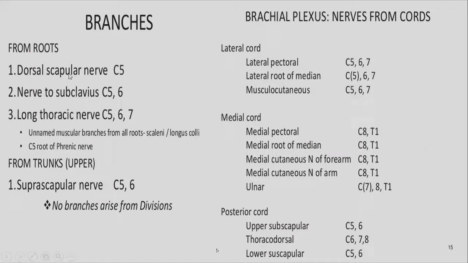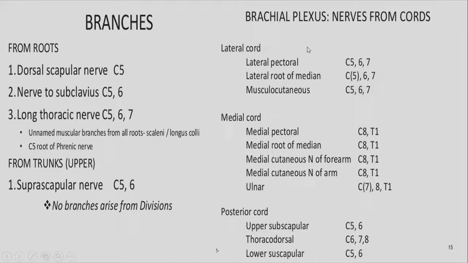So these are the nerves again, just mentioned: from the roots, you have the dorsal scapular nerve and the long thoracic nerve. But the nerve to the subclavius is coming not from the roots, but from the trunk. The nerve to the subclavius is coming from the upper trunk, and no nerves come from the divisions.